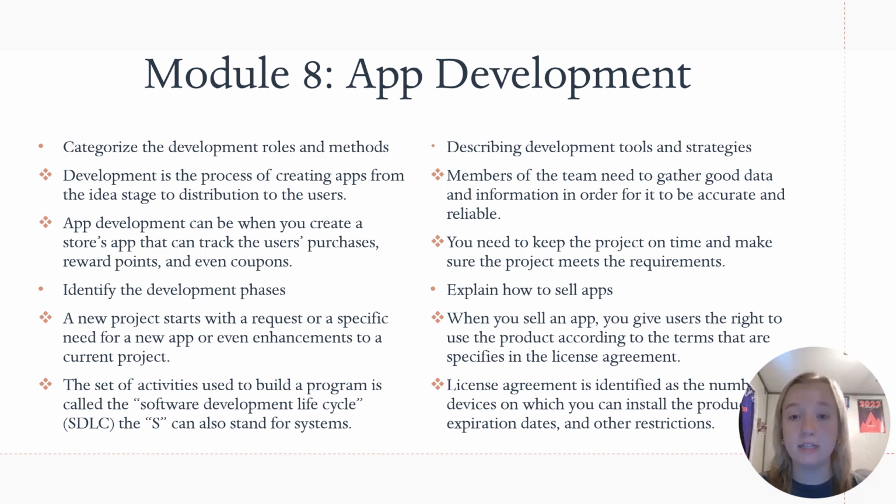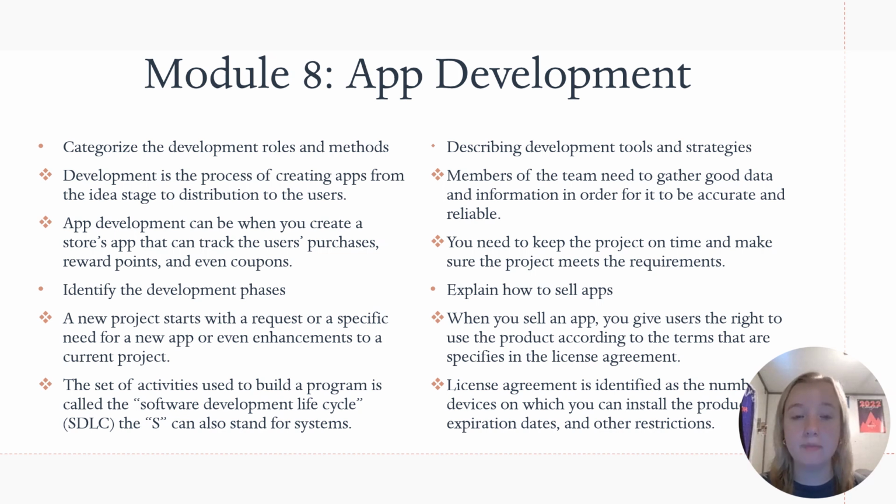The set of activities used to build a program is called the software development lifecycle, or SDLC. The S can also stand for systems. Describing development tools and strategies. Members of the team need to gather good data and information in order for it to be reliable and accurate. You need to keep the project on time and make sure the project meets the requirements.